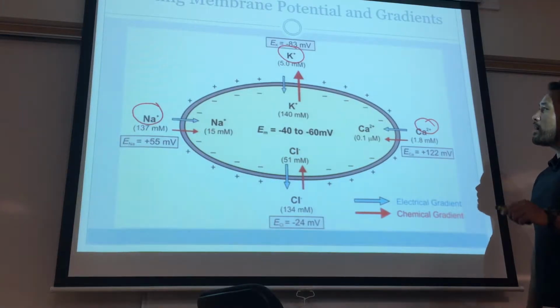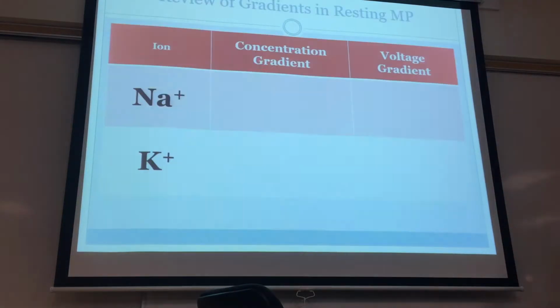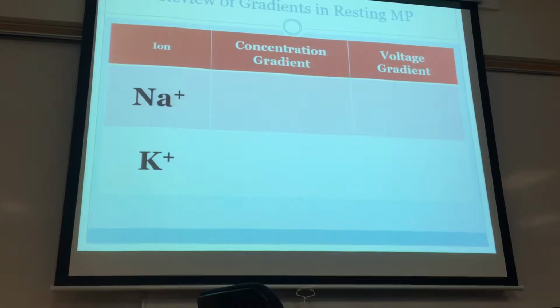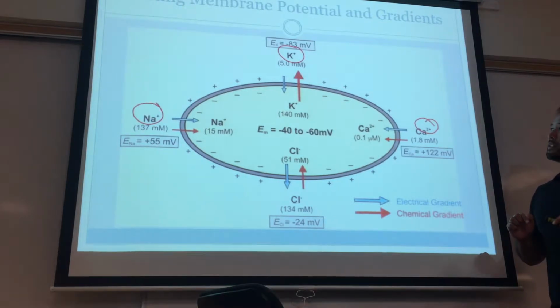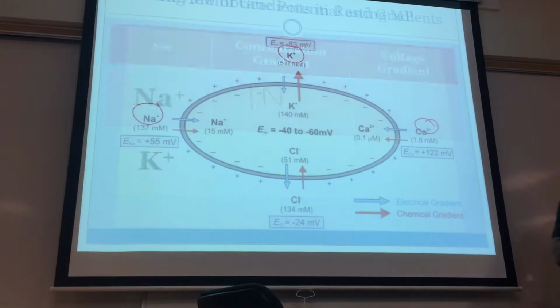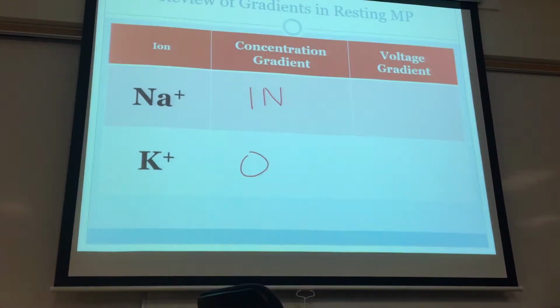And that describes the concentration gradient that I'm going to have you guys fill out over here. So here you can see the gradient, the direction of travel for sodium would be in. And for potassium, what would be the concentration gradient direction? Out. Going out. So this would be out.